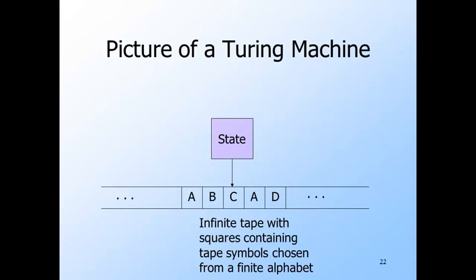There is a state which, like all other automata, can only be in one of a finite number of states. There is a tape, this, infinite in both directions and partitioned into squares, each of which can hold a symbol of a finite tape alphabet. There is a tape head that always points to one of the tape squares.